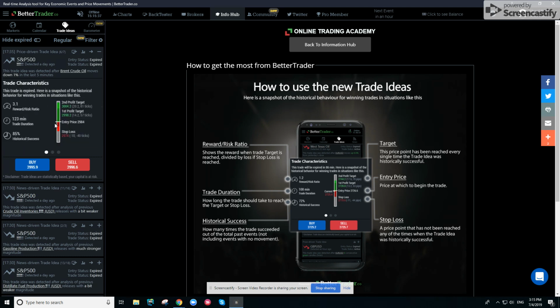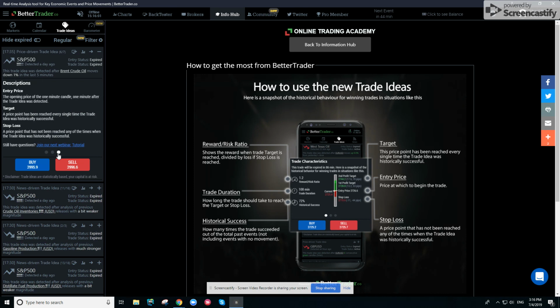You can see the entry price, the stop loss, and the first and second profit target. It also shows you the reward to risk ratio and the trade duration. The trade duration is the amount of time it takes the market to reach the full potential profit. You also see the historical success of this trade idea. And in the third tab right here, you have more information about the trade idea.